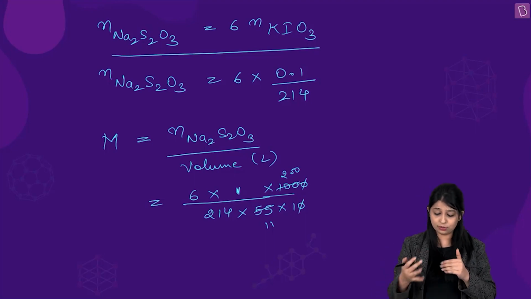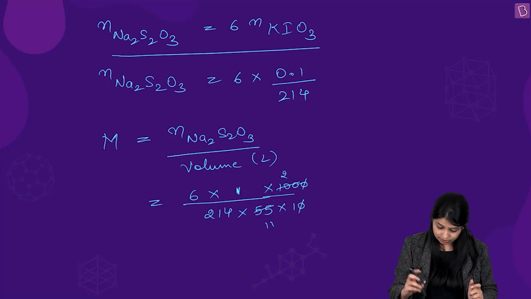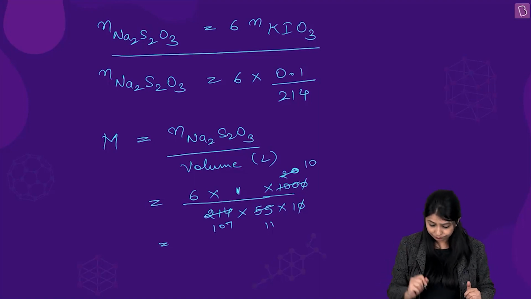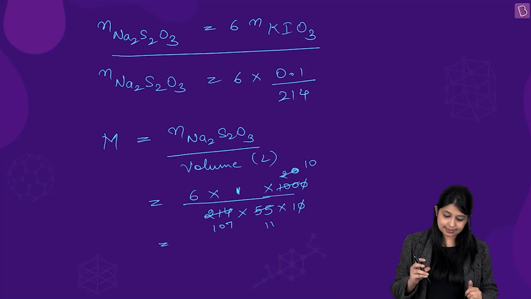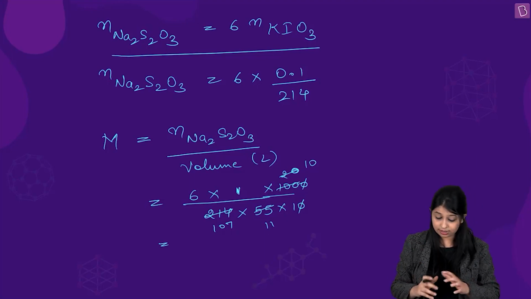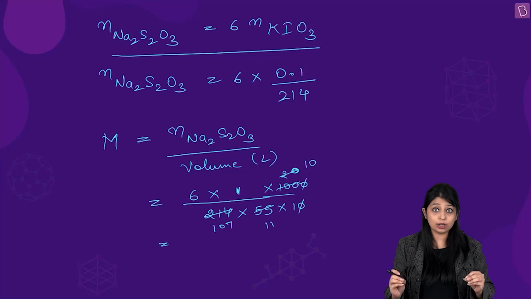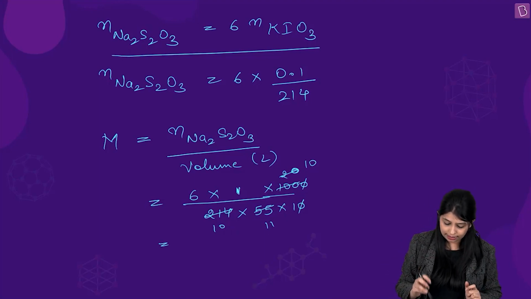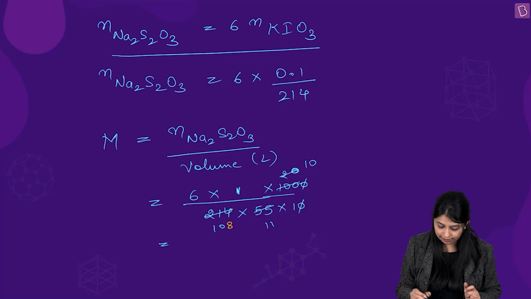5 11s are 55, 5 2s are 10 and 20. So this will not be 200, it will be 20. Okay, next up, what do we have? We have 10 here and 107, I've divided by 2. Okay, let's approximate now, because right now I can't go further. This is the maximum that I've come to. So I'm approximating it as 108.